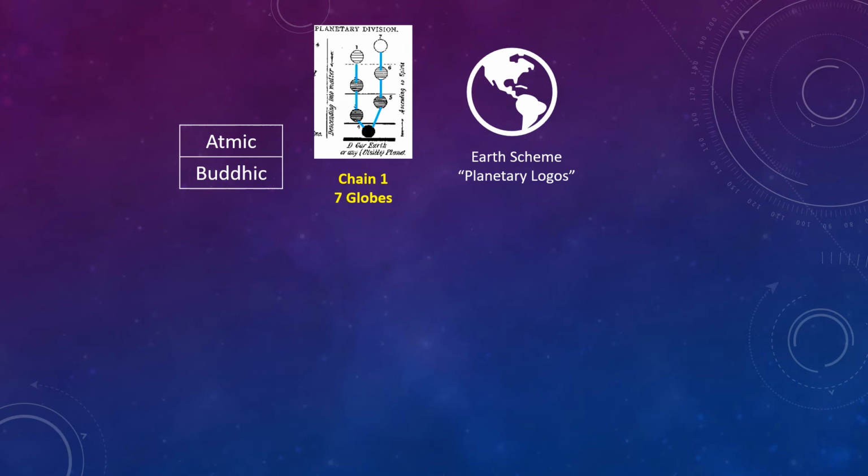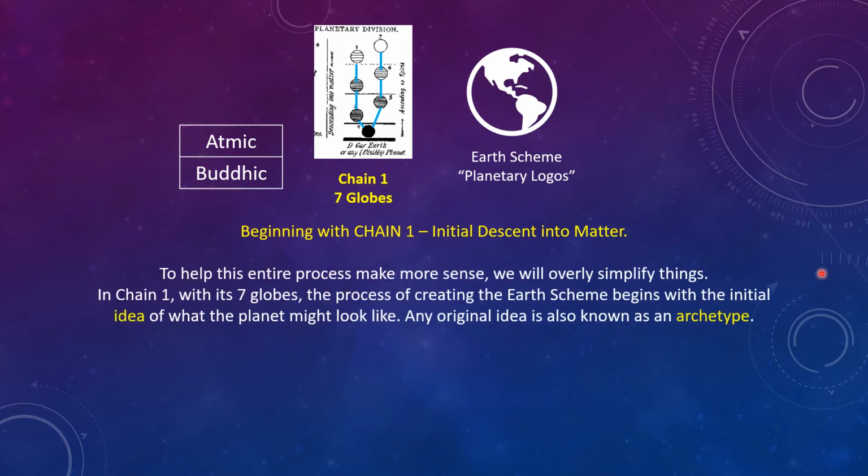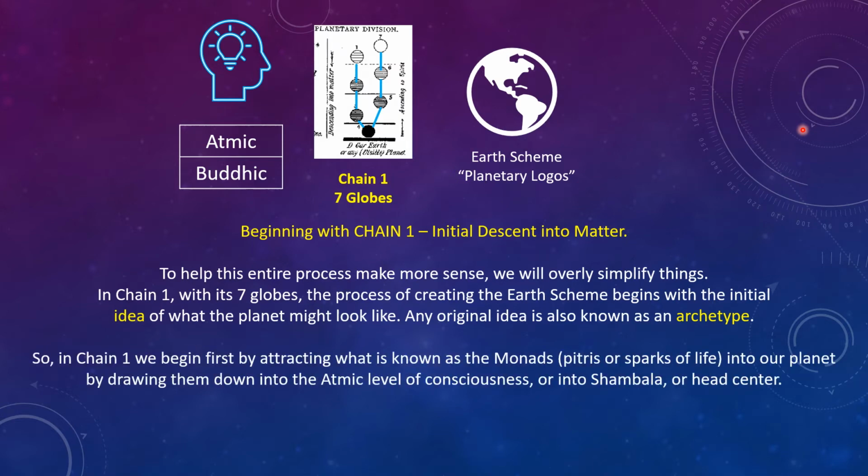Now we're going to take a deeper dive into understanding what goes on in these 7 chains, beginning with chain 1, the initial descent into matter. Remember, chains 1, 2, and 3 are all dealing with our Earth scheme incubating in the womb, so to speak. To help this entire process make more sense, I'm going to overly simplify things. So in chain 1 with its 7 globes, the process of creating the Earth scheme is just beginning with the initial idea of what the planet might look like. I know, I've got a great idea. Let's create a planet. And any original idea is also known as an archetype.